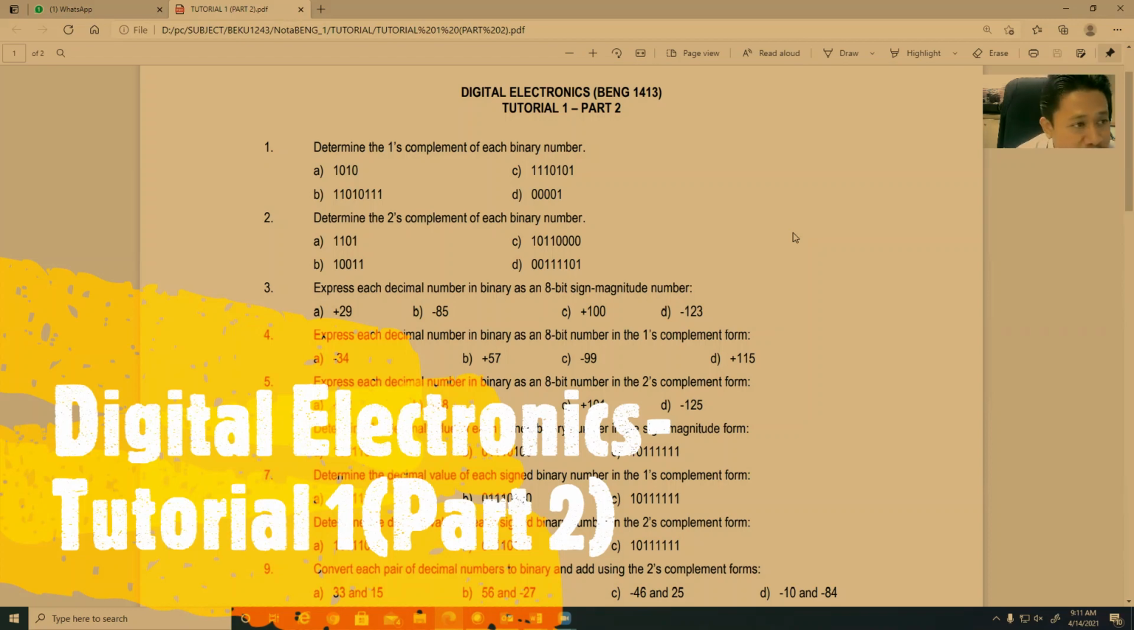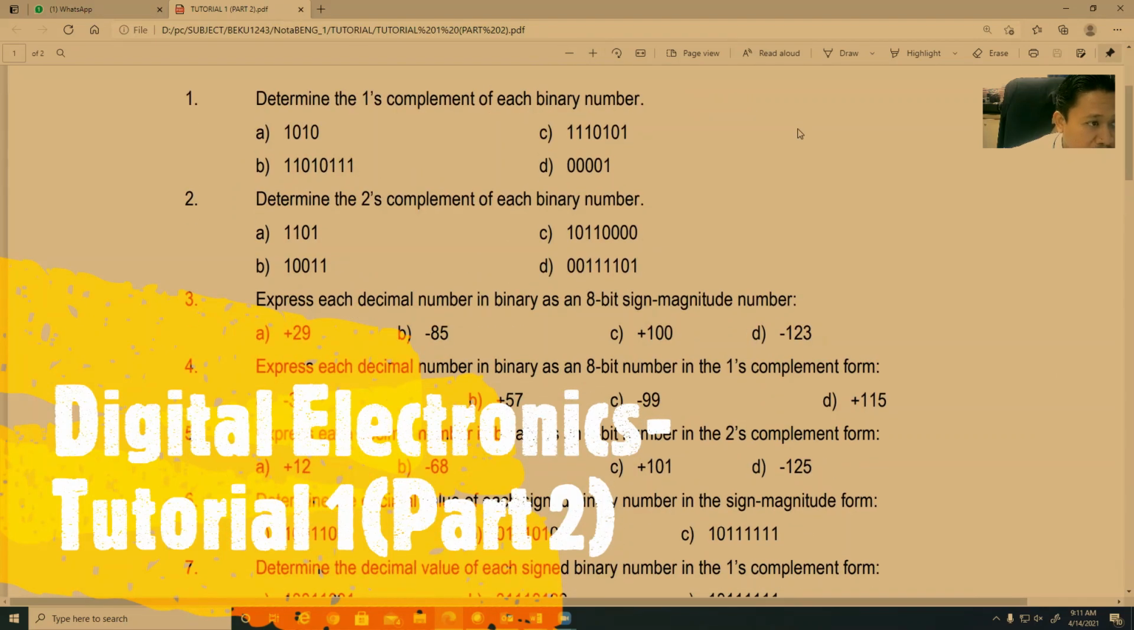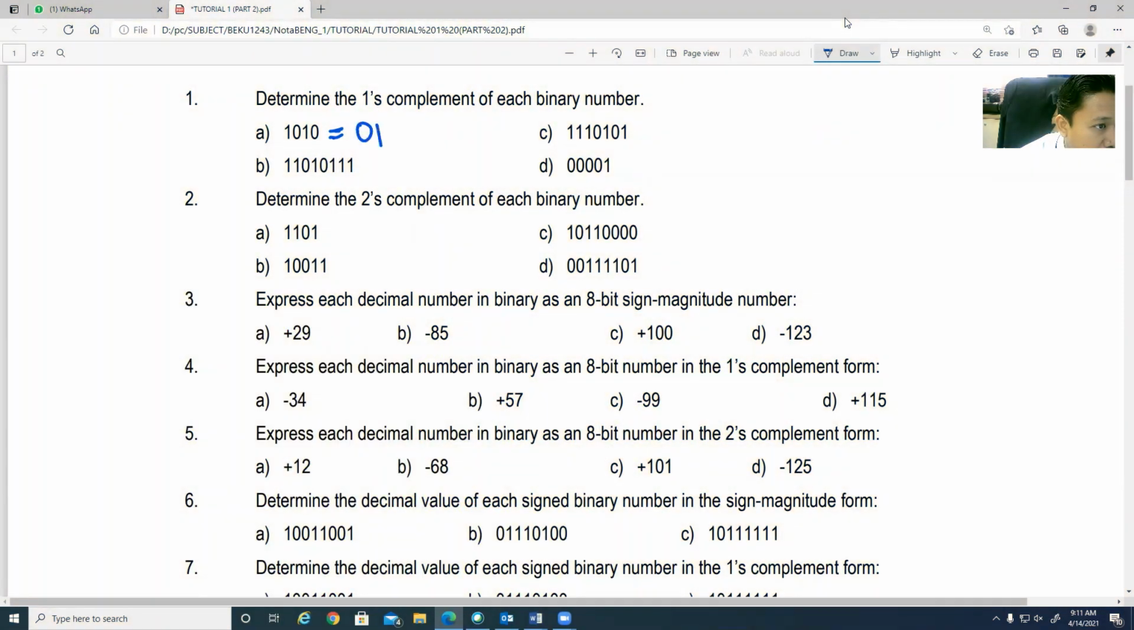Okay, so first is to determine the first complement of each binary number. As you remember, for the complement we use the inverter or NOT gate. So we invert the input. For the first complement it is straightforward. So this one will be 0 1 0 1. This means invert the input.